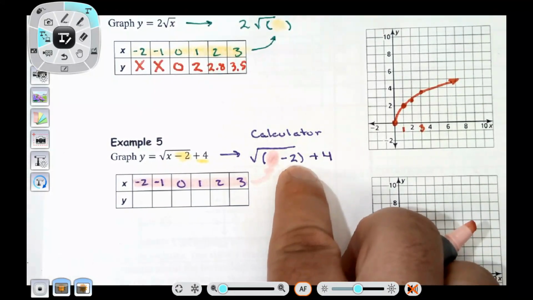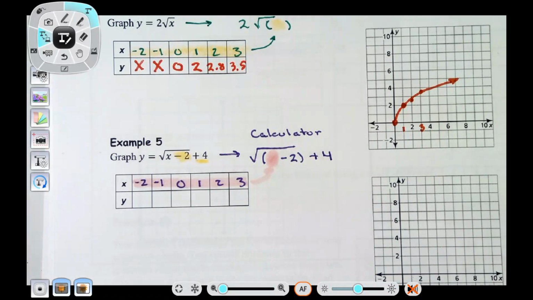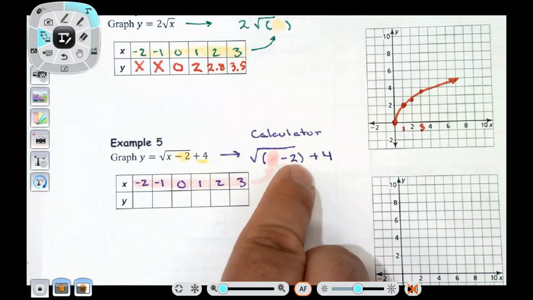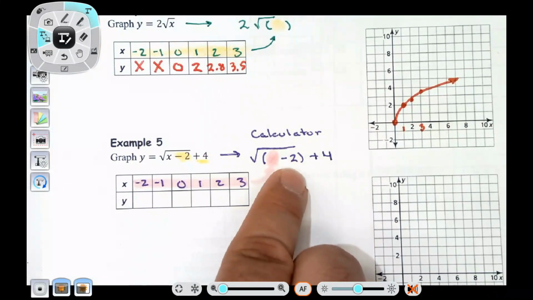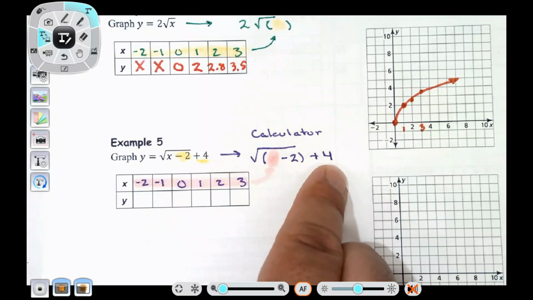So again, look carefully at how you're going to type it into your calculator. That's very important. That -2 is inside. Then you need to make sure you close the parentheses after the -2. That +4 is on the outside. Make sure it's not part of the parentheses.